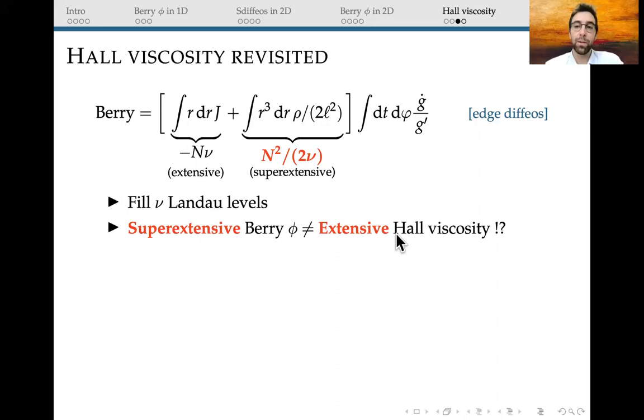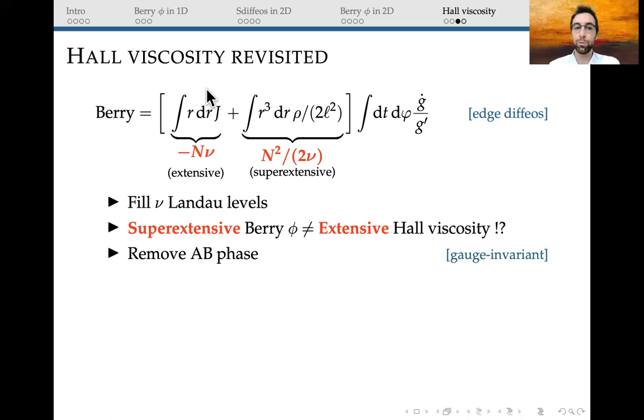So what I'm going to do is to suggest a way out, first as a sort of recipe, and then on the next slide, I'm actually going to justify why this is a sensible thing to do. But for now, let's just assume that we can do the following. Recall that the Berry phase is a sum of two terms, each of which is separately gauge invariant. The current term is gauge invariant because the current is gauge invariant, and the density term is gauge invariant because it's actually an Aharonov-Bohm phase. So suppose that we now focus only on the extensive term and just declare that we remove the Aharonov-Bohm phase.